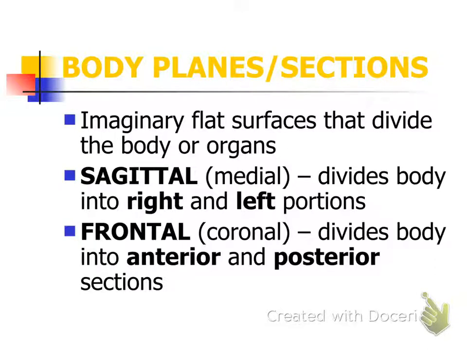The first one is called sagittal or medial. It divides the body into the right and left halves. The frontal is also called coronal, which divides the body into the anterior and posterior section. Remember, anterior means front and posterior means back. So frontal section divides the body into the front and back portions.